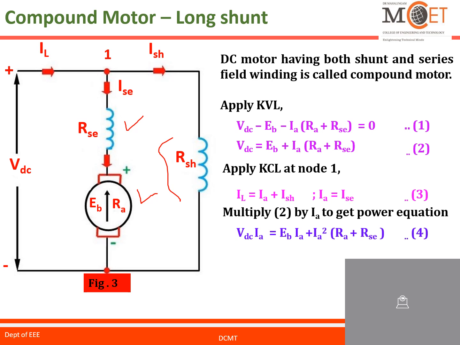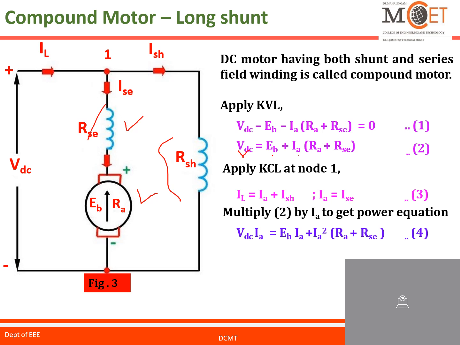Therefore it provides good starting torque and better speed regulation. That's why this type of compound motor is very suitable for heavy industrial applications. Here, if you want to calculate the VDC, armature current and power, the input voltage VDC is equal to EB plus IA into RA plus RSC. Here we consider both armature resistance and series field resistance.